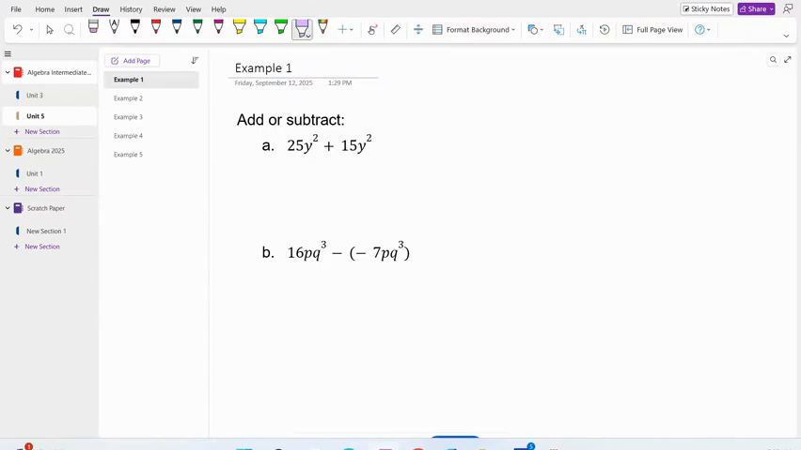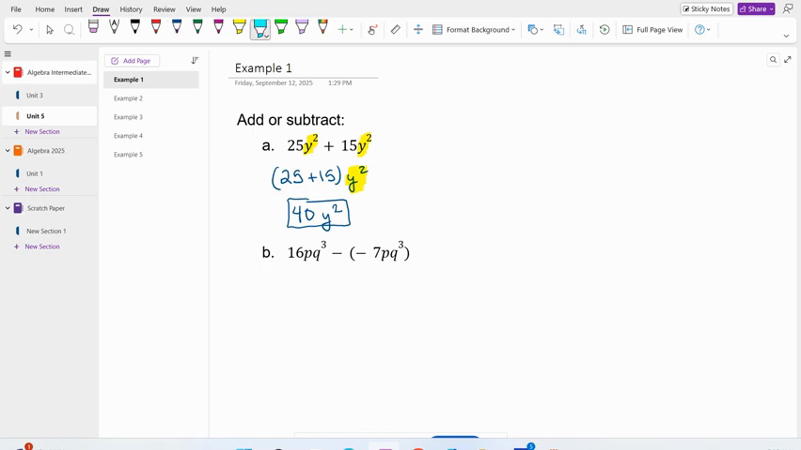Guys, in this video, we're going to be looking at combining like terms. In order to combine a like term, the terms need to be the same. And so if you look in this first one, we see y squared for both of the terms, meaning that we can combine these and think about this as being 25 plus 15 y squared. That term needs to be the same. 25 plus 15 is 40, so we end up with 40 y squared.